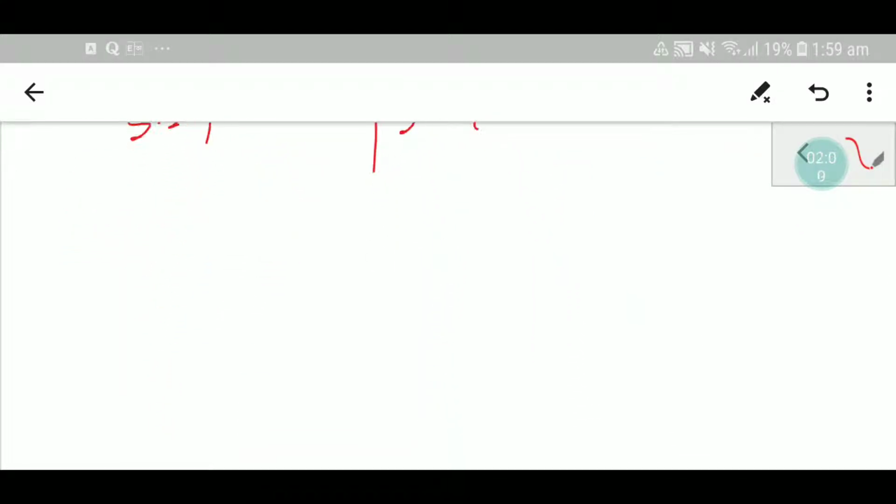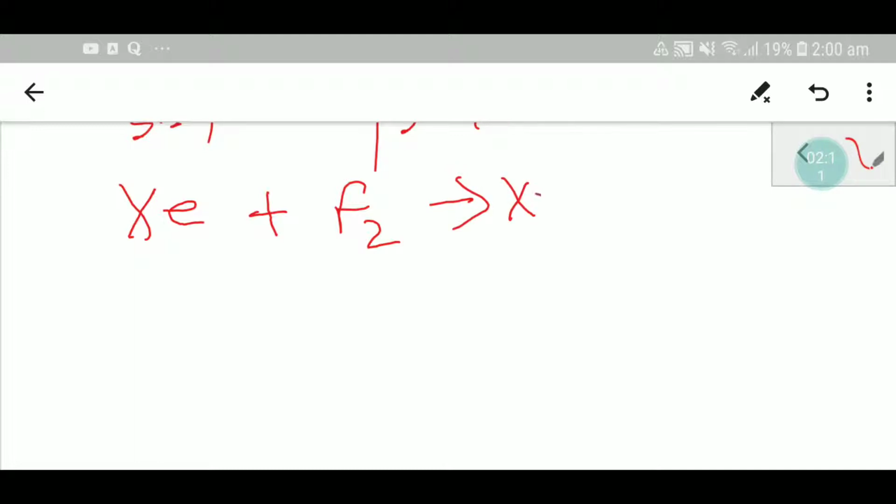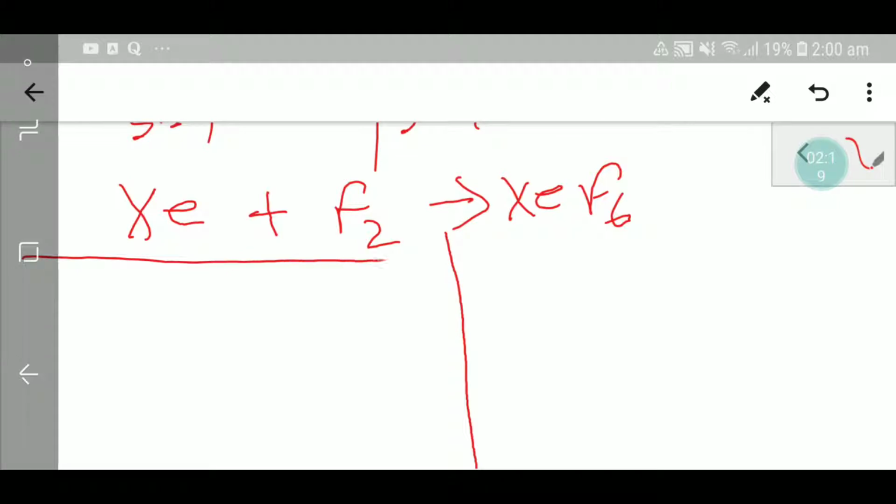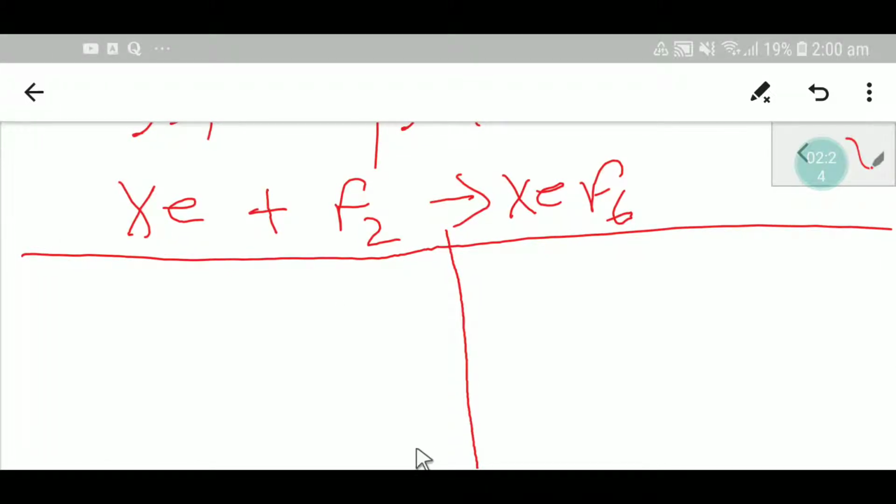Okay, let me take another example to make it easy. This is xenon plus this is fluorine, right? And we are getting here xenon hexafluoride. So how will you balance this reaction? To balance this reaction, let me draw a table like this. Okay, on the left hand side or reactant side, we have here one xenon, right?